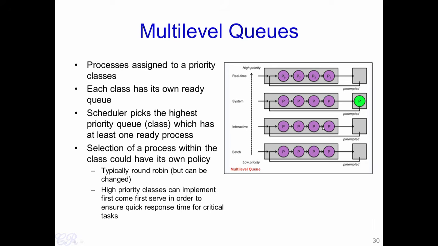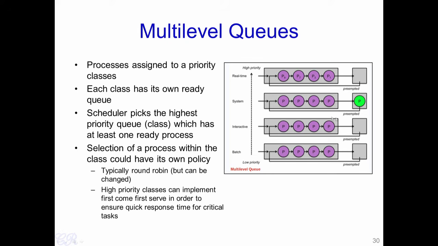Now, at the end of a time slice, when the scheduler executes, the scheduler picks the highest priority class which has at least one ready process. So, for instance, the scheduler will scan through these priority classes starting from the highest priority to the lowest priority, and it will select that particular priority class which has at least one process in the ready queue. Now, if there is exactly one process in the ready queue, then we do not have a problem. That process is going to execute in the CPU.